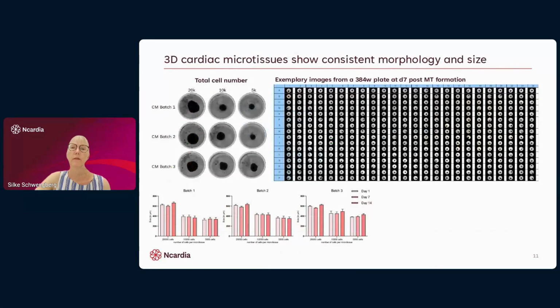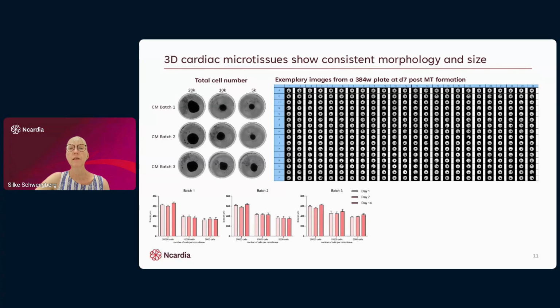When the model was developed here at Ncardia originally, my colleagues at that time did some cell titration testing. On this slide, you can see some representative images of the total cell number representing 20,000, 10,000, and 5,000 cells. We tested 3 different batches of the cardiomyocytes, in this case wild-type cardiomyocytes, but we used the same batch for the endothelial cells and cardiac fibroblasts.